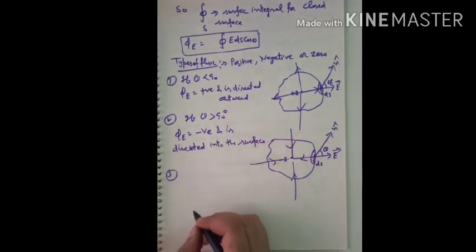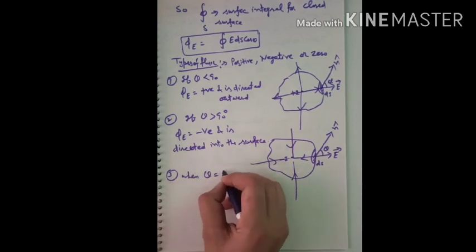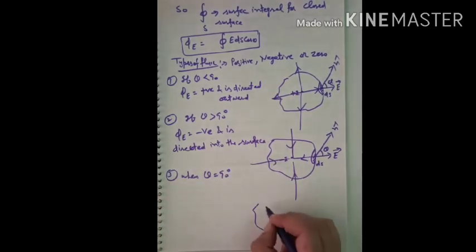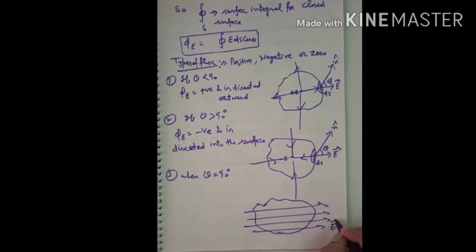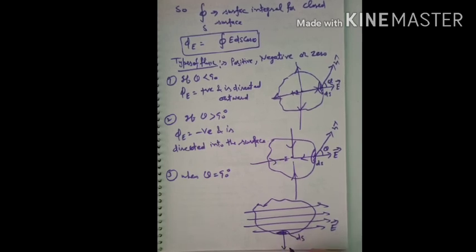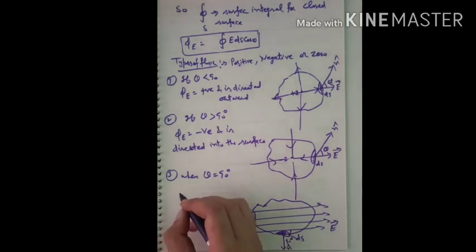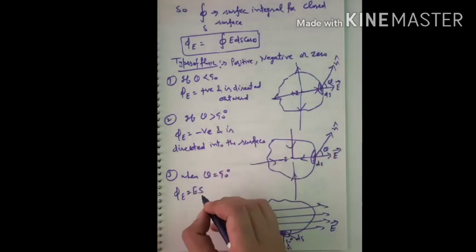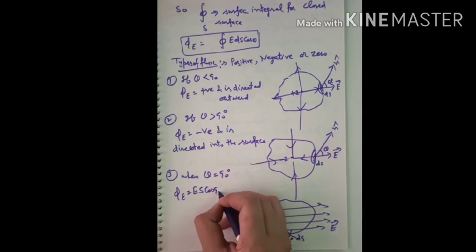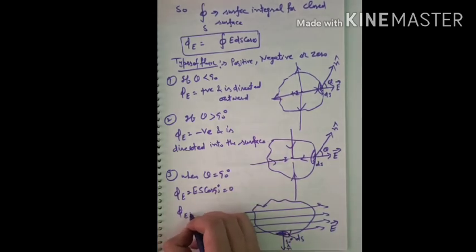So number third is, when theta is equal to 90 degree, suppose we have a surface, these are electric flux lines, E is electric field. So here is small area ds, unit vector is normal to this area, angle between them is 90 degree. So in this case phi E is equal to E S cos theta, put in this equation, E S cos 90 degree, which is equal to 0. So flux is equal to 0.